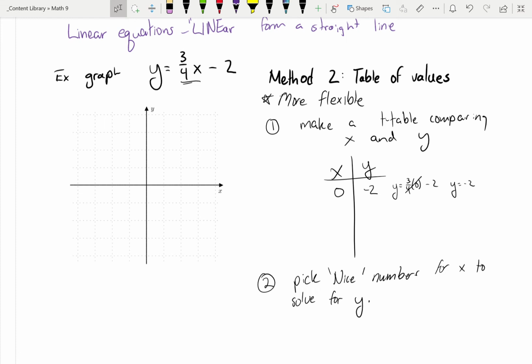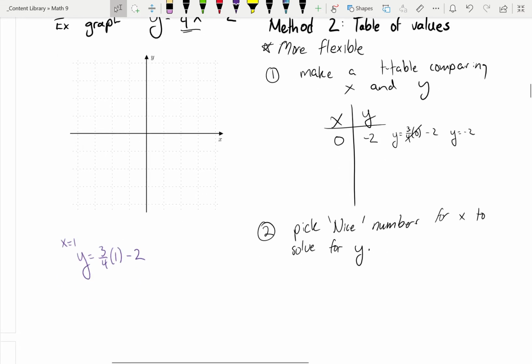Now, when I say nice numbers, I could pick the number, say, 1. So, for example, if I did x is equal to 1, then I would have y is equal to 3 over 4 times 1 minus 2. Okay, well, 3 over 4 times 1 is going to give me 3 over 4 minus 2. So I have 3 over 4 minus 8 over 4. So this would be y is equal to negative 5 over 4. So if I wanted, I could do 1 and negative 5 over 4. But that's not a great number to use.